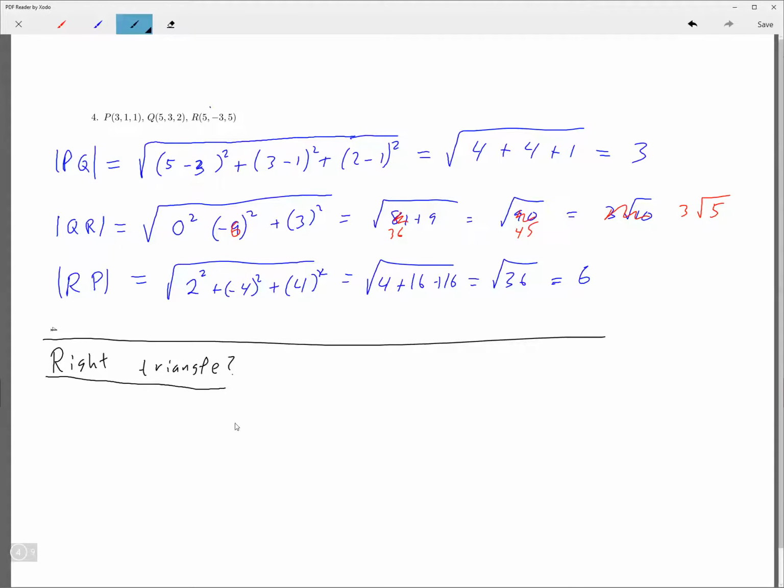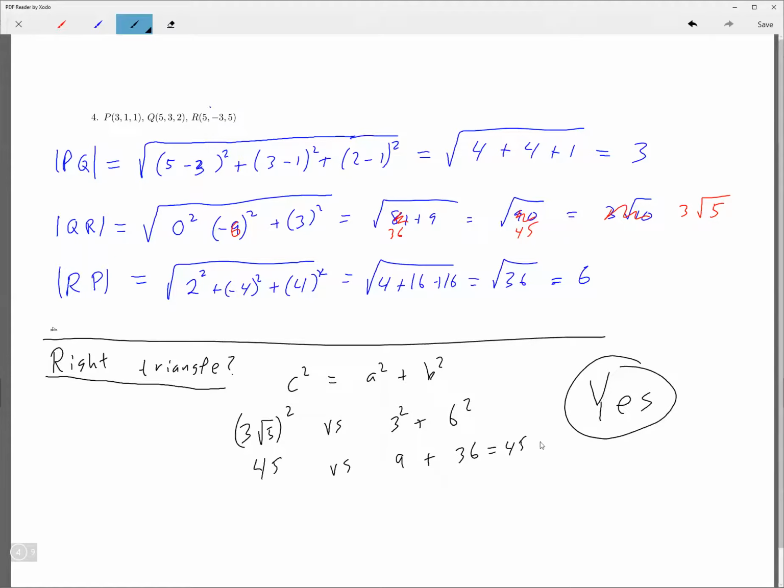So what you do is you're going to do the Pythagorean theorem. So this is the largest one. So we're going to put this one right here, and it's going to be up against this 3 squared and the 6 squared. Okay, so what is this? 5 times 9, that's 45. And then this is 9 plus 36, and that's also 45. So that means the answer is yes. It's a right triangle. Woo!